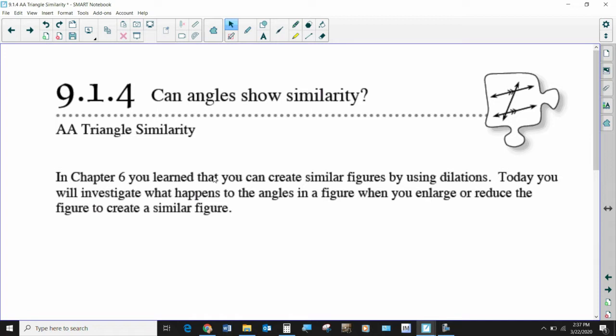In chapter 6, you learned that you can create similar figures by using dilations. Today, you will investigate what happens to the angles in a figure when you enlarge or reduce the figure to create a similar figure. This is something we've already talked about: what happens when you dilate a figure with a scale factor of 2 or 3, or with a scale factor that's less than 1, like 1/3 or 1/2. So we'll get into that a little bit more. The very first problem is actually going to revisit that basic concept.